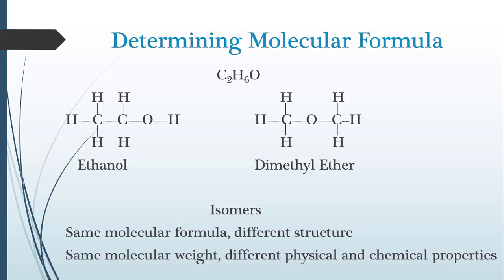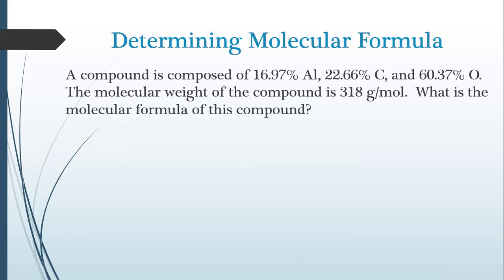So now the best way to show how to determine the molecular formula, I believe, is to dive right in. So a compound is made up of aluminum, carbon, and oxygen, 16.97, 22.66, and 60.37% respectively.